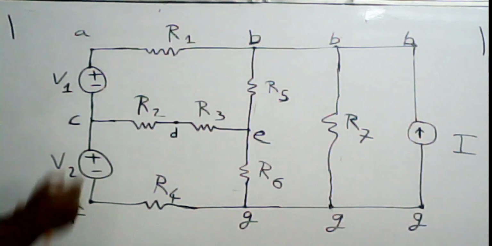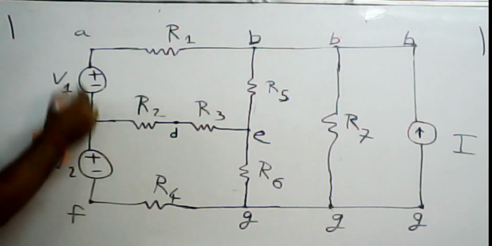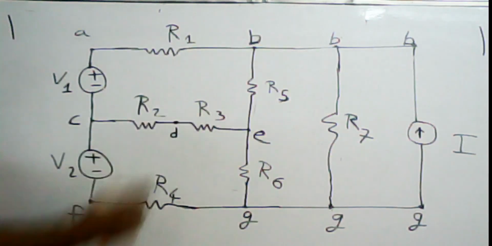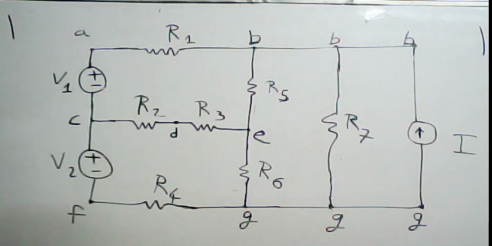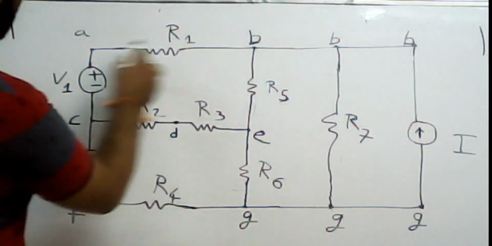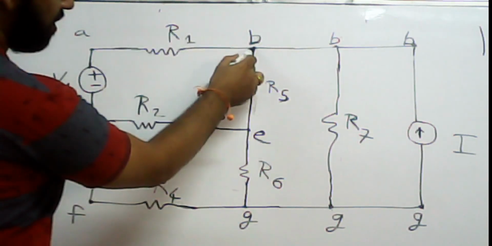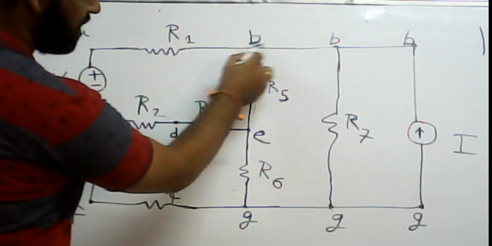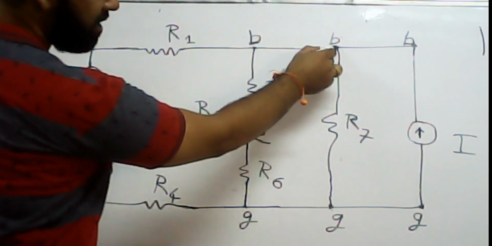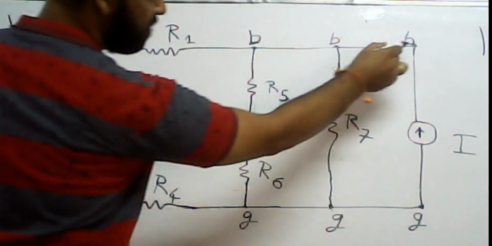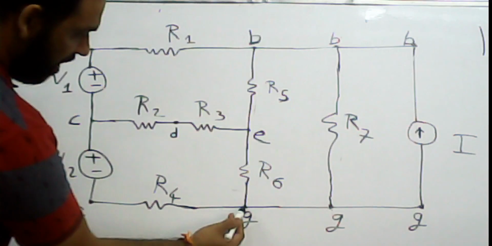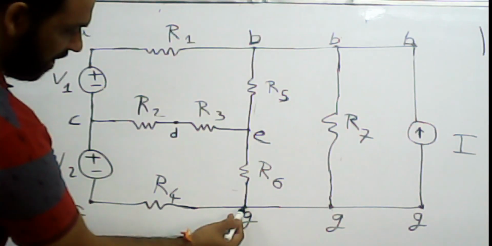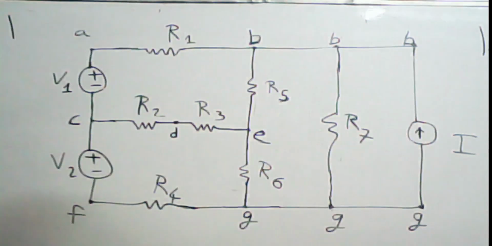So firstly, we'll be starting with nodes. All these alphabets that I have written are nodes: A, B, C, D, E, F, G. You will see one thing: here I have written A, here I have written B. But when I move from this point to this point in the network, I have written the same name B. And then from this point to this point, again I have written the same name B. The same way I have done the naming at the bottom of the network also.